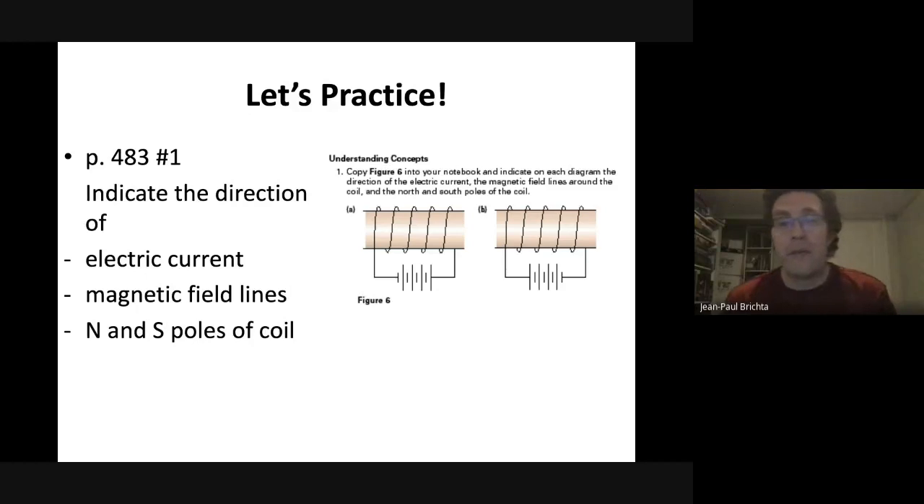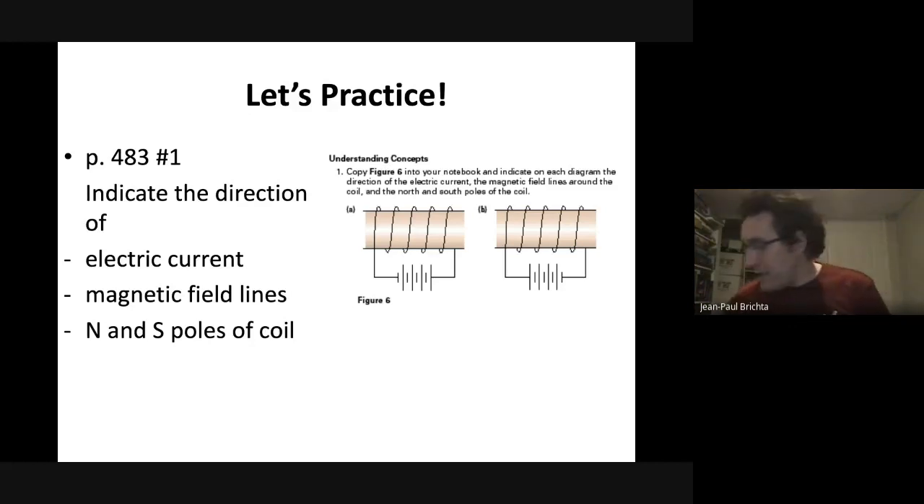So if I were doing this one, again, remember that the current flows from the positive terminal. So for me, the positive terminal would be like this. Yeah, like that. Okay, so I'd be seeing it like that. I think that's right. Okay, like that. And so my thumb is pointing to the left.